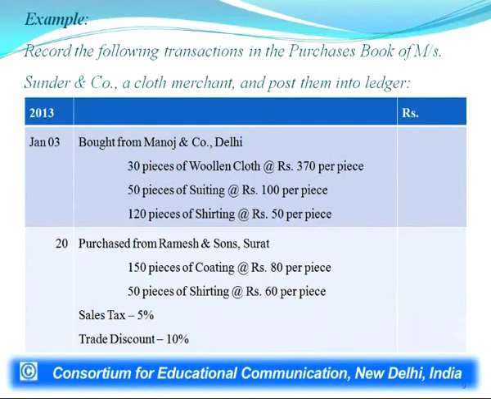Another purchase: purchased from Ramesh and Son, Surat, 150 pieces of coating at rupees 80 per piece, and 50 pieces of shirting at rupees 60 per piece. Sales tax is given in this second case at 5% and trade discount 10%. This is an imaginary example, and we have assumed these to explain the treatment of sales tax and trade discount also. And now we see how the purchase book should be prepared.